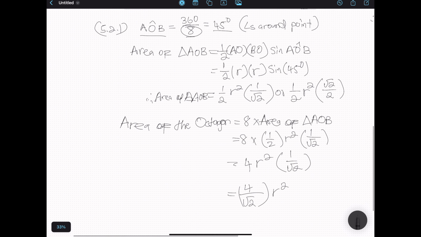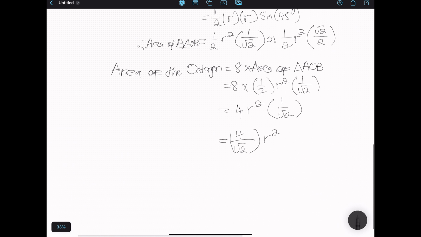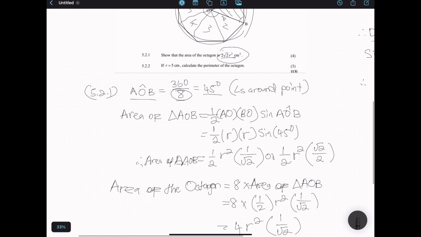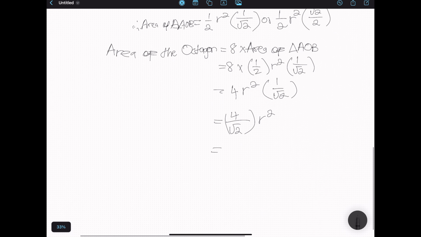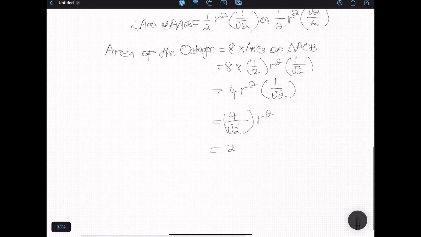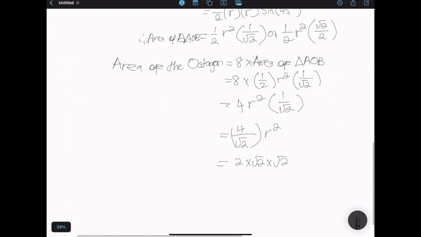How do they want us to write it? Okay, we are done here. But if we want to simplify this further, we have to put it the way they want it. You can write this 4 as 2 multiplied by the square root of 2 multiplied by the square root of 2, because the square root of 2 multiplied by the square root of 2 is going to give us 2, and 2 times 2 is going to give us 4. So we divide by the square root of 2 r squared.